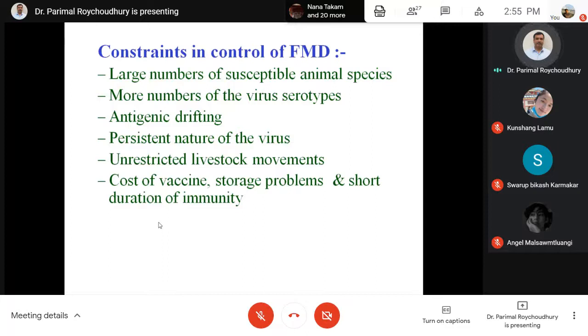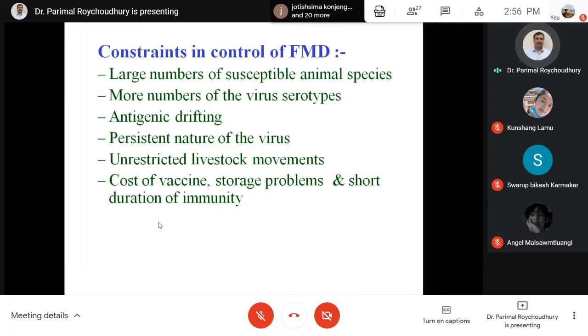Then antigenic drifting. You know, intramolecular recombinations lead to drifting of the antigenic structure. If that is so, then the vaccine virus may not be able to protect totally against the wild-type virus. Then the persistent nature of the virus: once an outbreak has occurred, a percentage of recovered animals harbor the virus and excrete it, and become a source of infection in the near future. So this is another difficulty in controlling FMD in our country. Then unrestricted livestock movement. This is something we can act on readily, and we can restrict animal movement from one place to another. If movement takes place, it should be with proper record and proper screening.